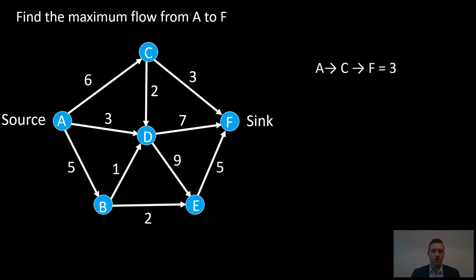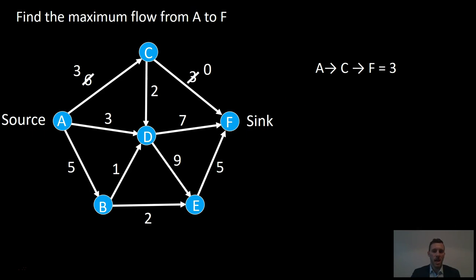We subtract 3 from the capacities of every pipe along the path, cross out 6. The remaining capacity from A to C is 3, which was 6, take 3. We'll cross out 3. From C to F, this arc has no further capacity, so we write 0. We can't use it anymore. The new number represents the remaining capacities of each arc.